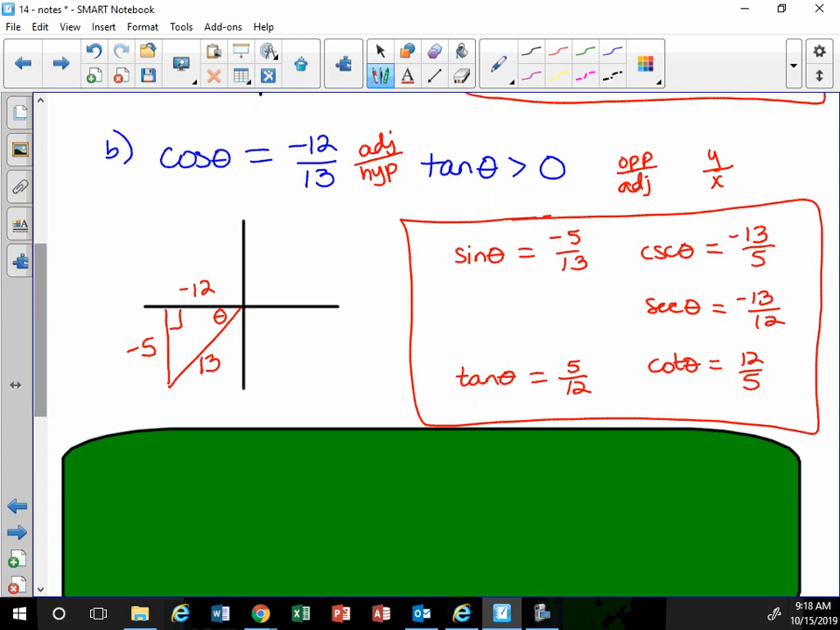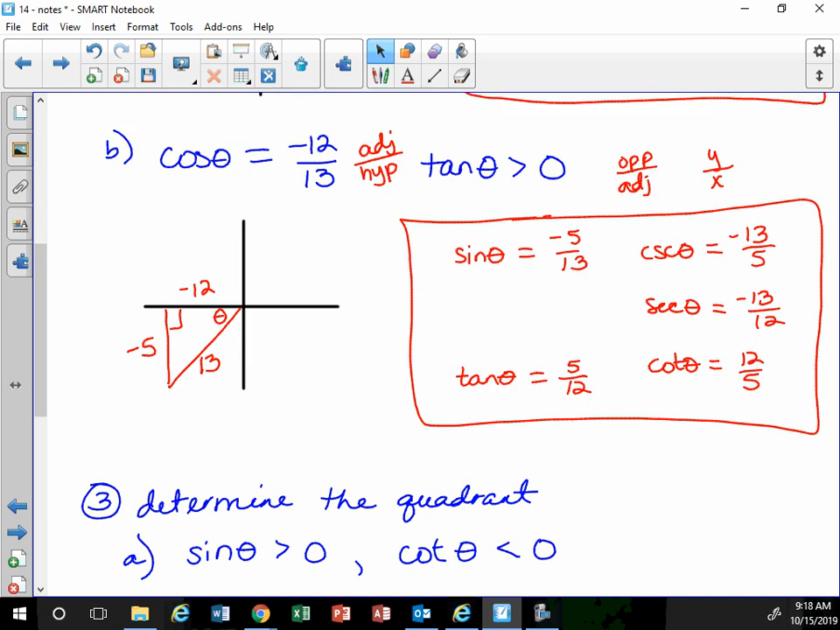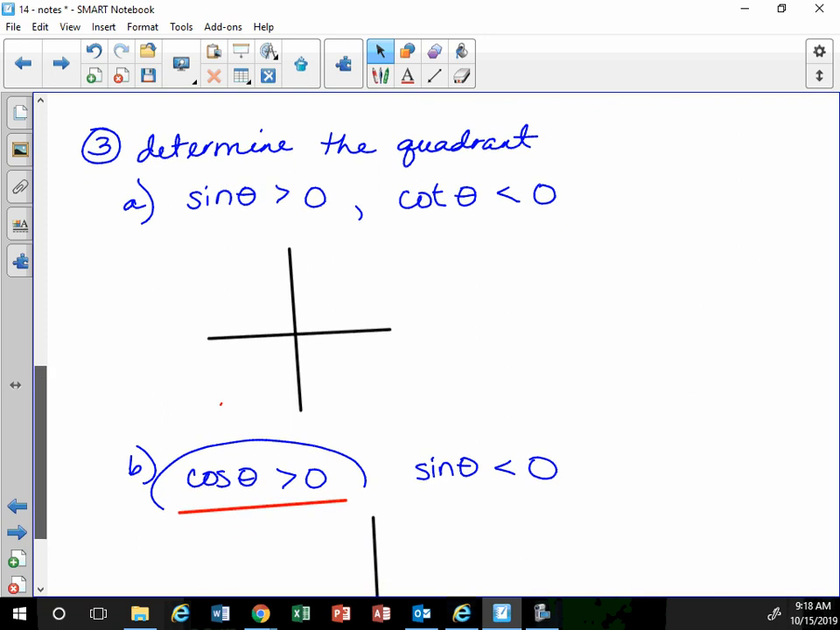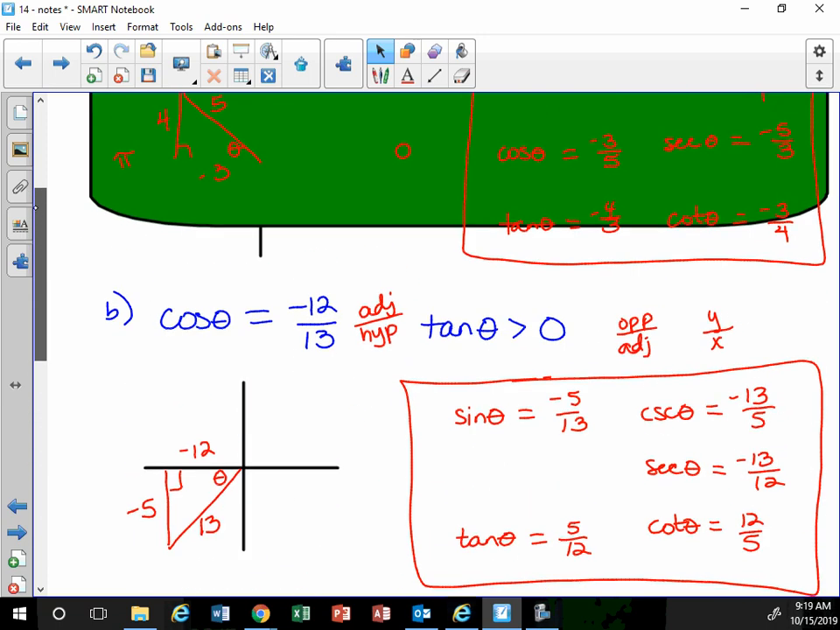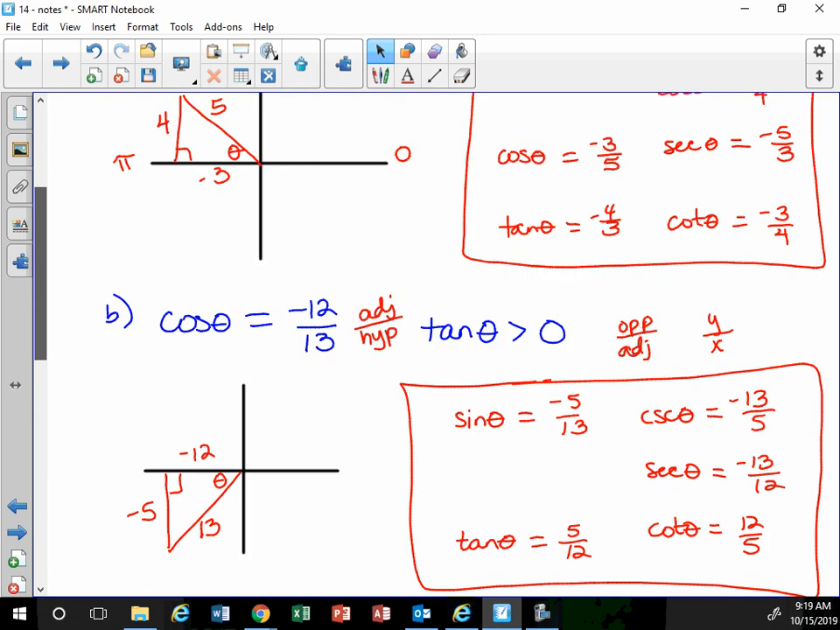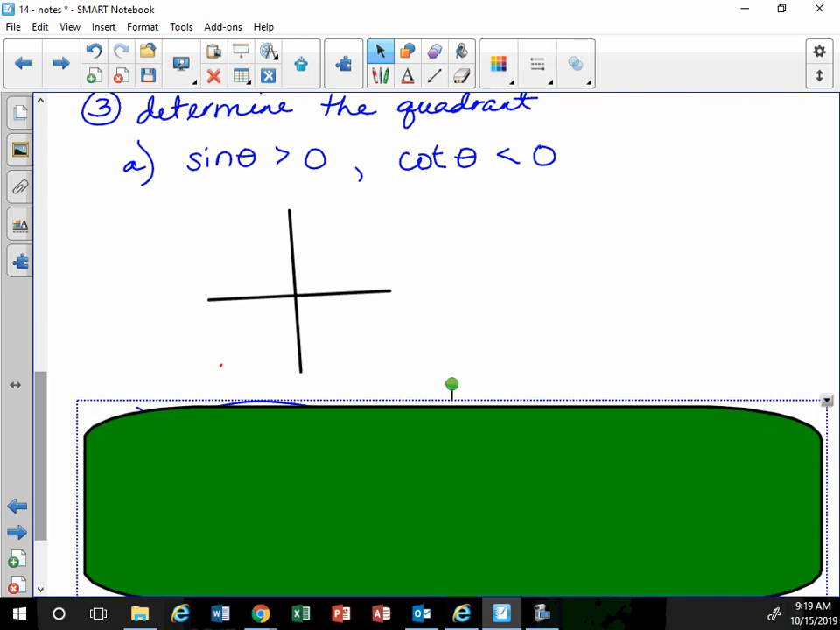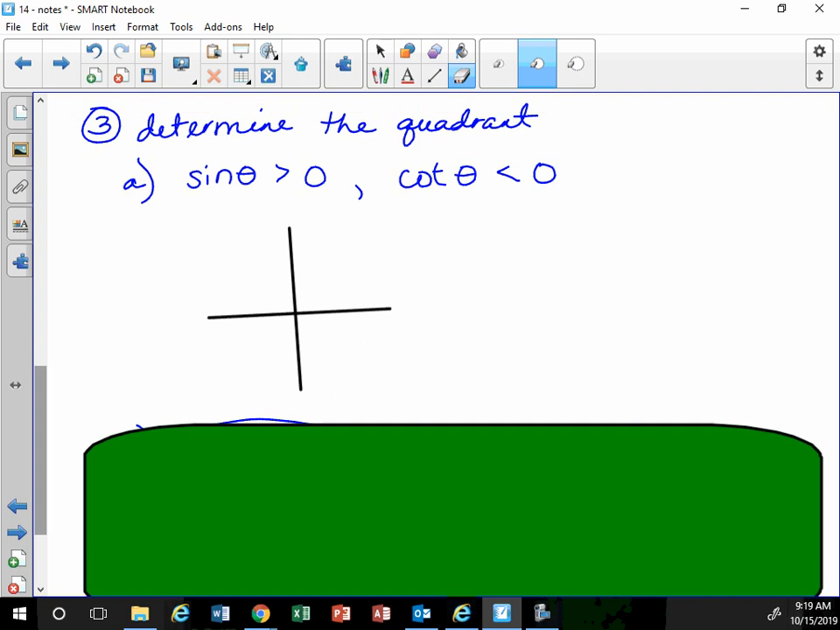Any questions on that one, guys? Do you agree with me that once we're past the drawing of the triangle, it's pretty easy? Okay. Then let's just do some picking of the quadrants, okay? Right, so all you have to do is determine the quadrant.